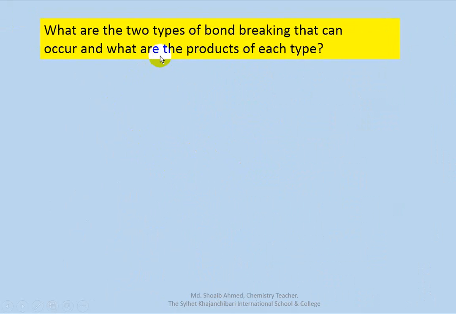Okay, what are the two types of bond breaking that can occur, and what are the products of each type?